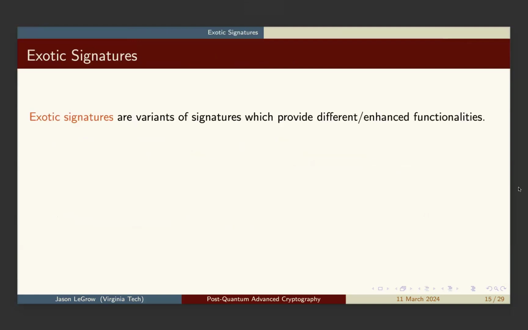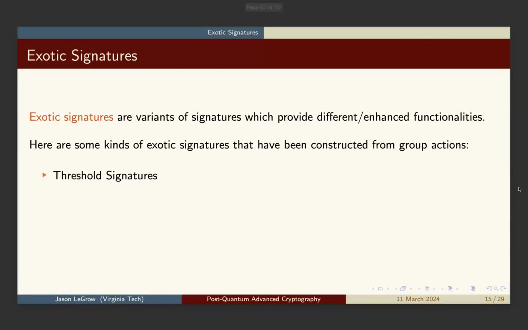Okay. So moving on quickly, I want to talk about exotic signatures because I want to talk about blind signatures. That's the big thing for this talk. Exotic signatures are variants of signature schemes which provide different or enhanced functionalities. I'll list a few, just so you know that there's more than just blind signatures. There's a whole class of protocols. Here are some that we've been able to get out of group actions.